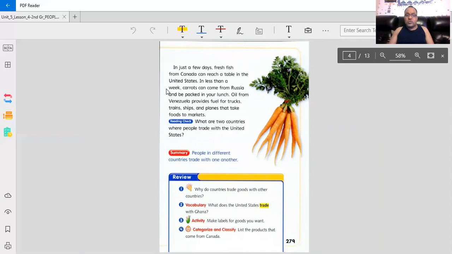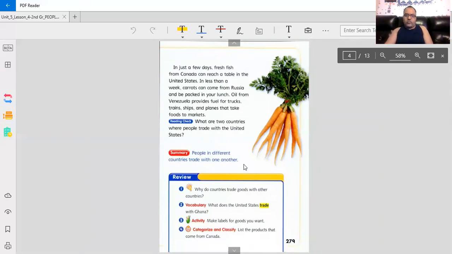What are two countries where people trade with the United States? Two countries. Name them, write them, tell them, talk to a partner, talk to your parents, talk to your sisters, brothers, whoever. Talk to them. That way, if you talk to them, you'll know that you're learning something.